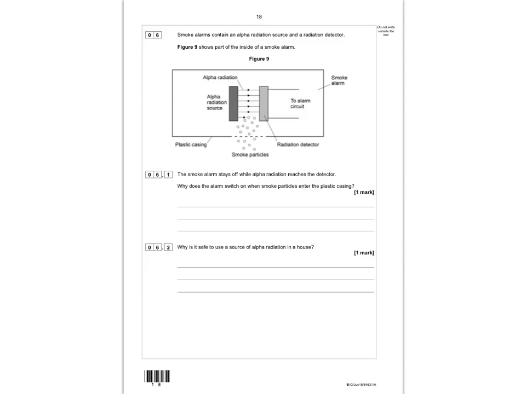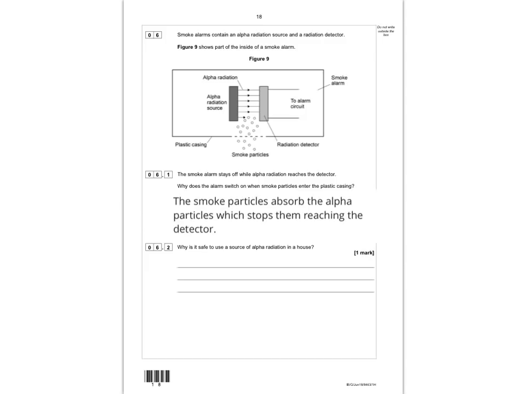Question 6.1 states, the smoke alarm stays off while alpha radiation reaches the detector. Why does the alarm switch on when smoke particles enter the plastic casing? So the answer to this question is that the smoke particles absorb the alpha particles, and that stops them reaching the detector. So there you have the answer.